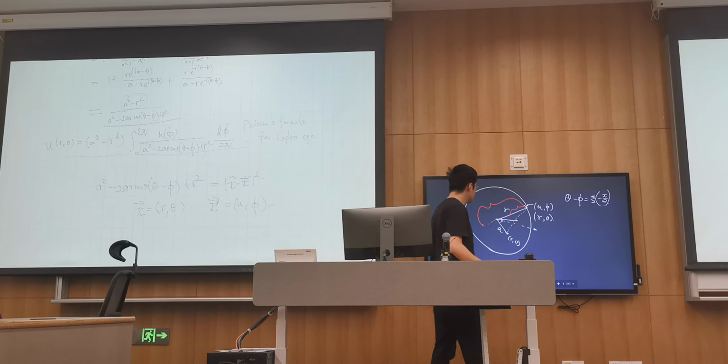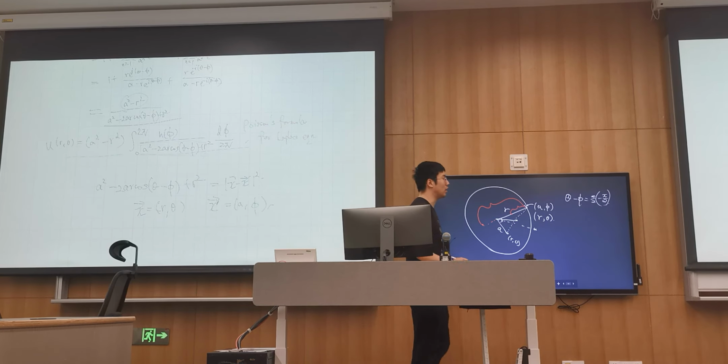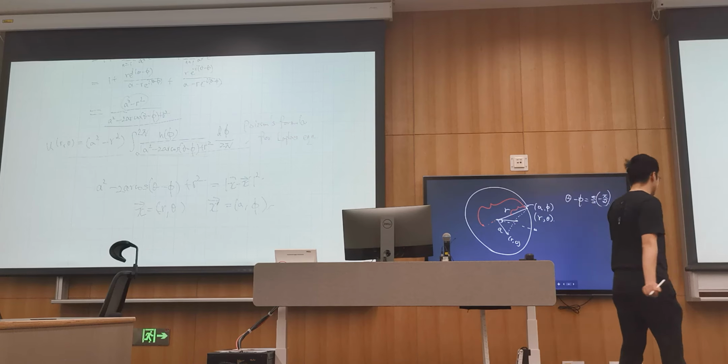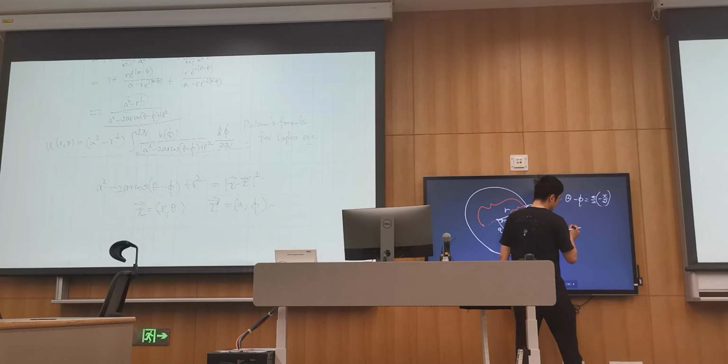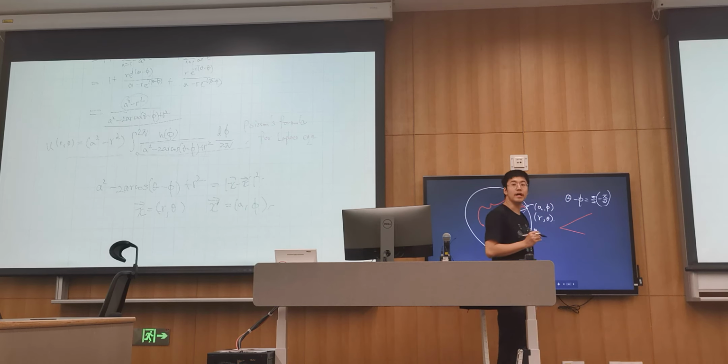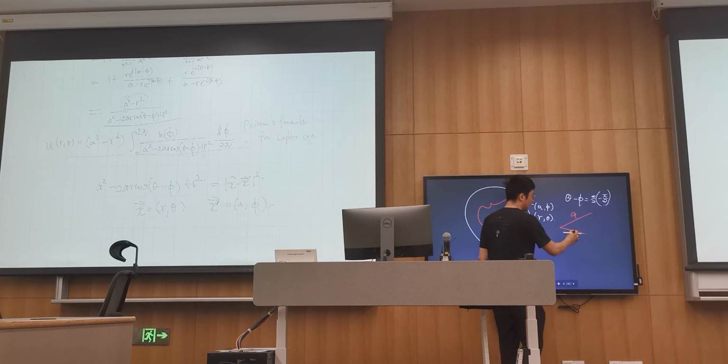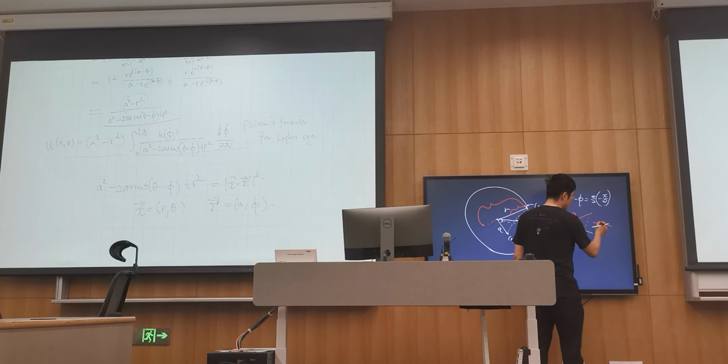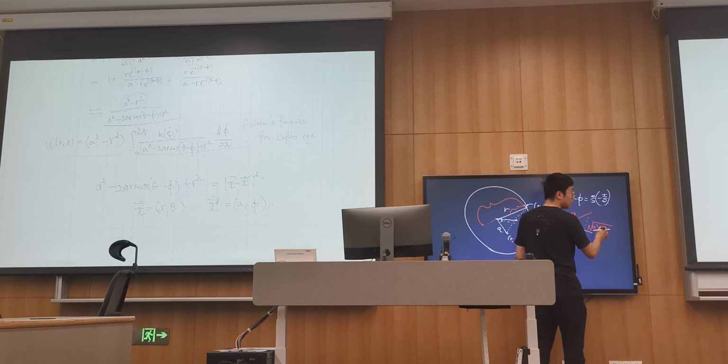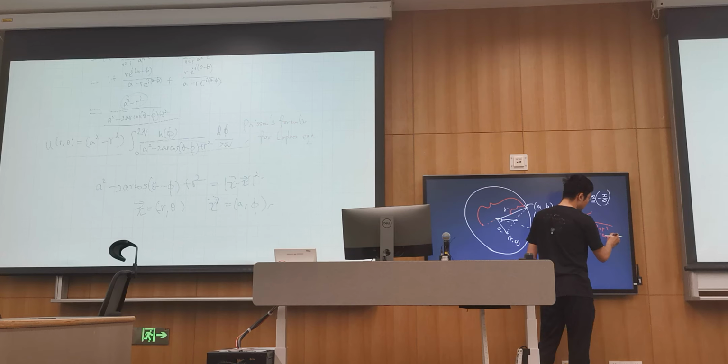And actually, it's not very hard to obtain that if I have a triangle, where one side is a, another side is r, and their angle is theta. How do you compute the length of the third side? It's exactly the square root of a squared plus r squared minus 2ar cosine theta.